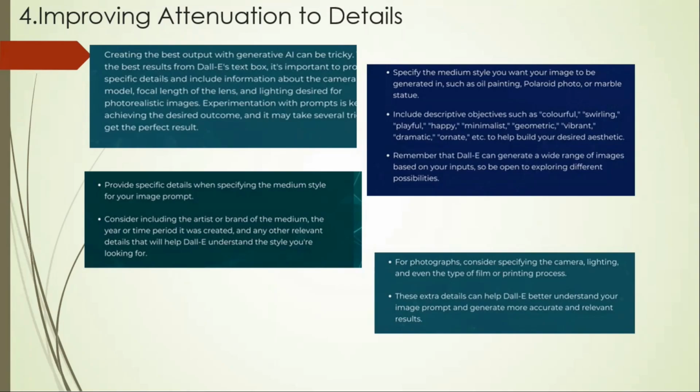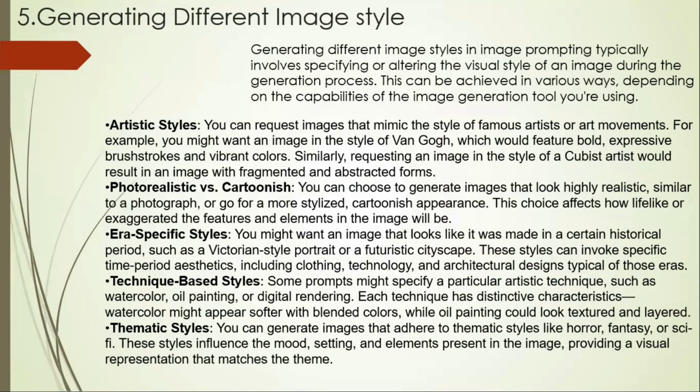Help build desired artistic. Okay. And remember, when you are giving all these inputs, you try different possibilities. Then you can go to the best one. For photographs, consider a specific camera, like a 4K camera, 8K digital camera, or like that. You ask it to generate the photograph.